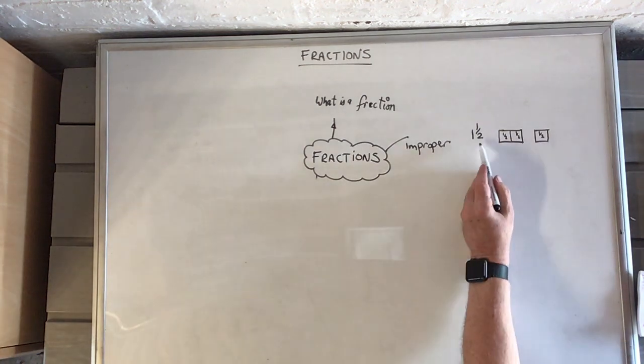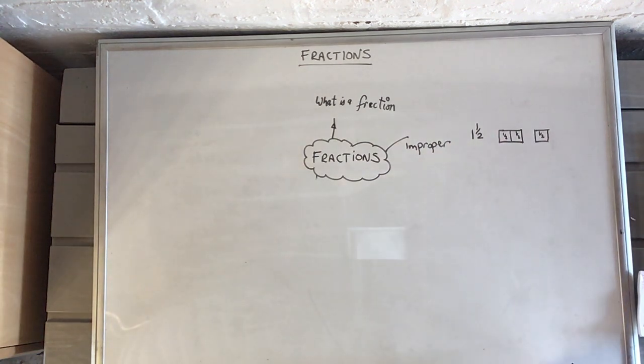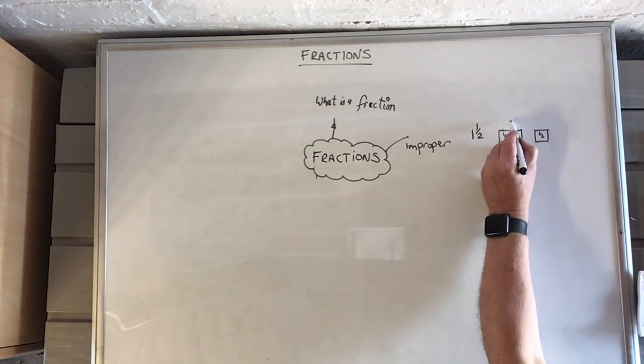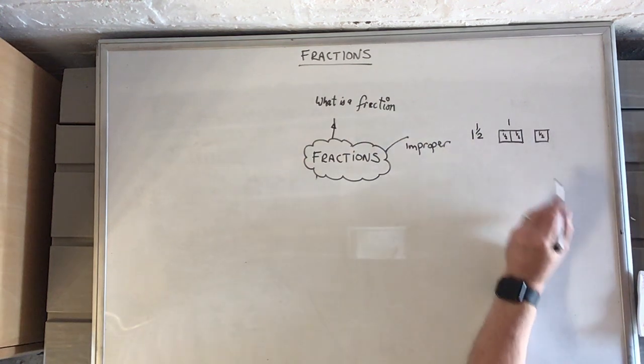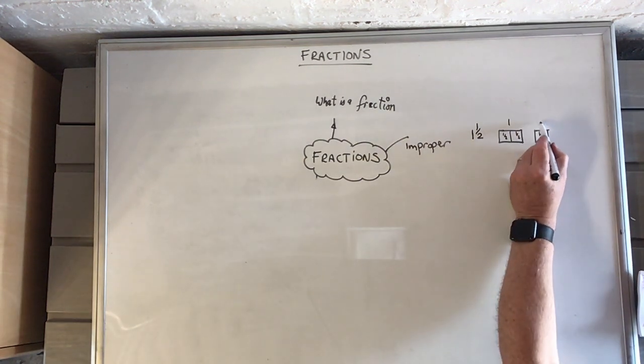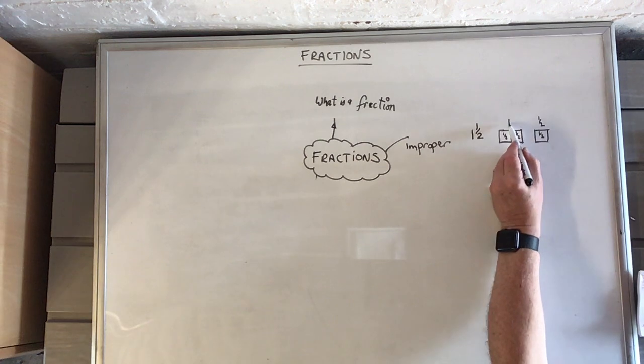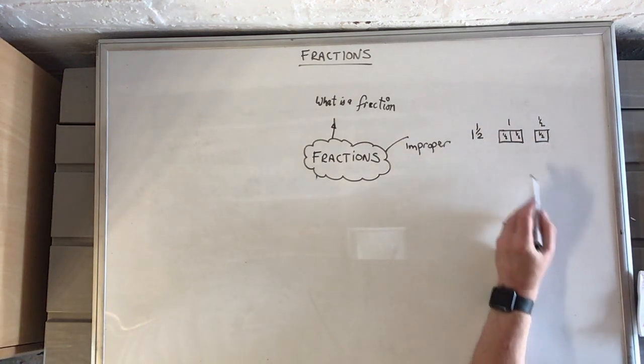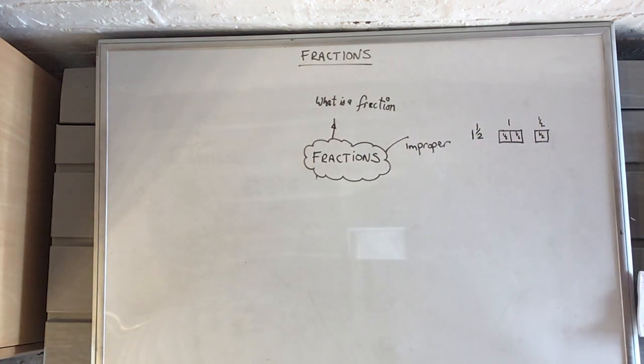And if you think about it, 1 and a half is 3 halves. Yeah, that's 1 whole bar. And there's 2 halves in that. And there's half a bar here. So that's 1 and a half. 1 whole bar and a half a bar. That's the same as 3 halves. Okay.